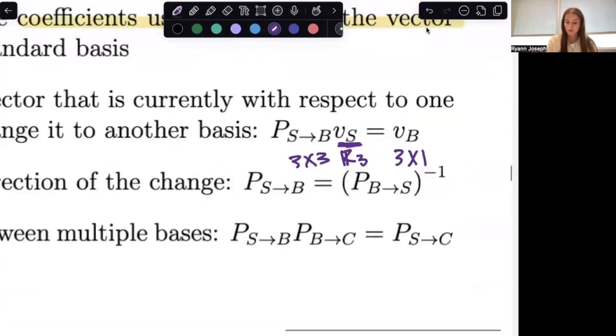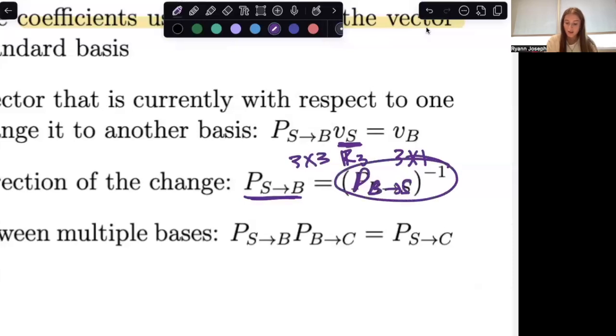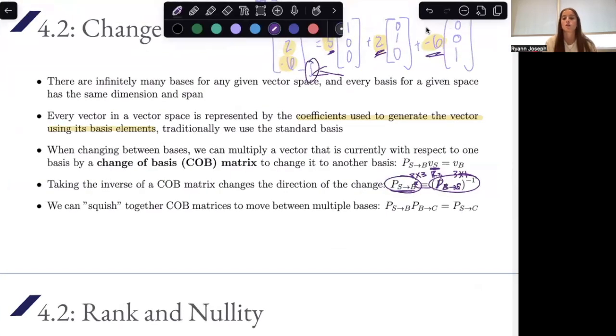The inverse of a change of basis matrix will invert the order. So if I had a change of basis matrix that goes from B to S, and I take the inverse of it, I'm going to get the change of basis matrix that goes from S to B. So inverting these matrices will change the order. We can also squish together change of basis matrices to move between multiple bases.